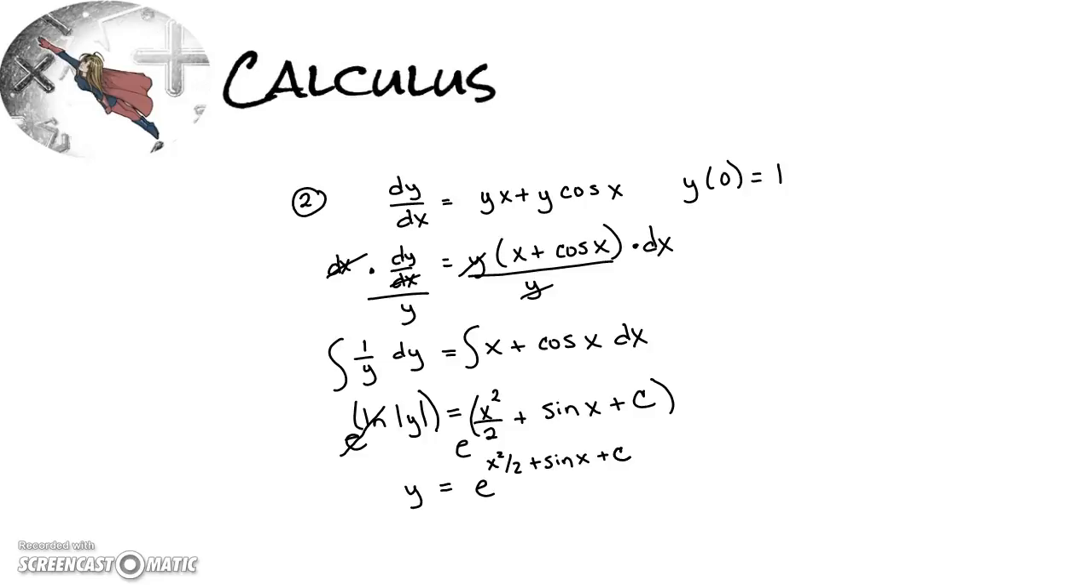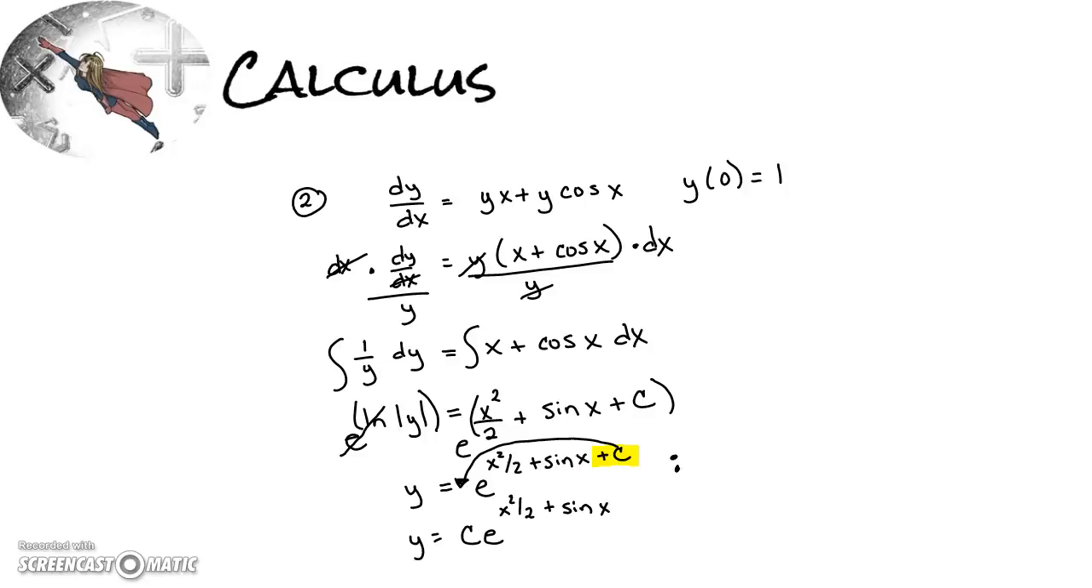plus c. Now you've probably seen this in class. When you have a plus c up in the exponent, because of properties of exponents, it can come down in front of the e. So let's just do that too. y equals c e to the x squared over 2 plus sine of x.